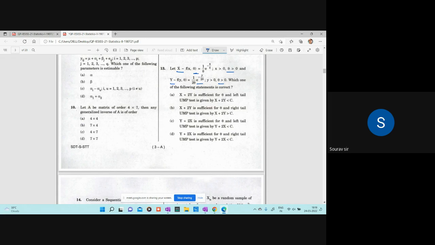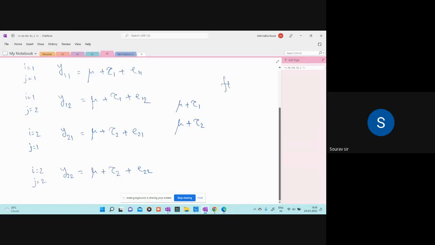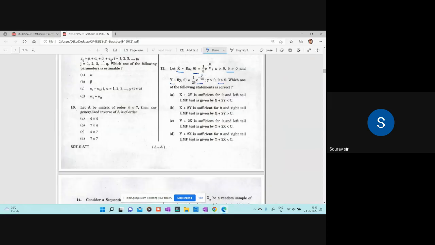So, what is the procedure of having a UMP test? Like, how do we test for that? We write this thing, na? Like f of x under H0 by f of x under H1 is less than 1. We take the ratio, right?